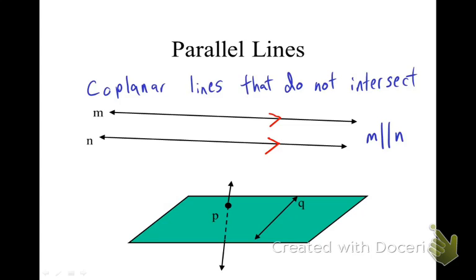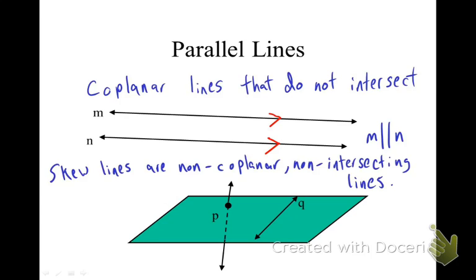Now, how does this differ from the picture below? Well, line P and line Q are skew lines. Skew lines are the same as parallel lines in that they don't intersect, but skew lines are different from parallel lines in that they are in different planes. And that's what this picture depicts right here. You'll note that we have a dotted line here behind the picture of the plane that indicates it's behind.